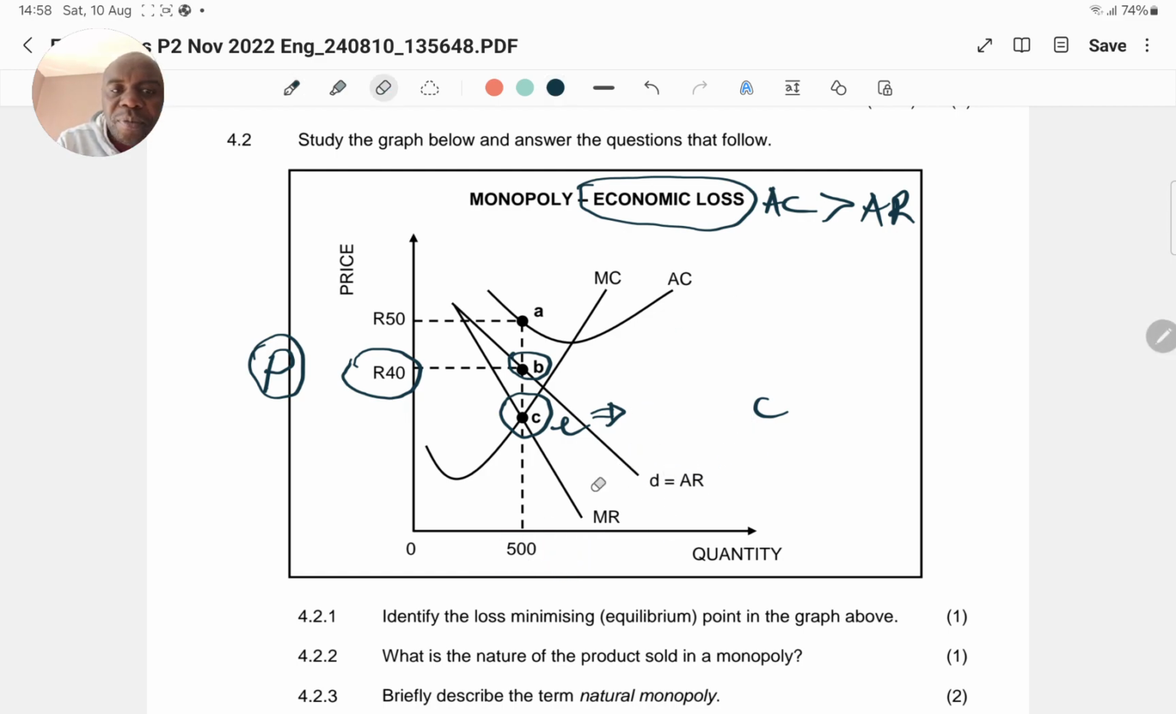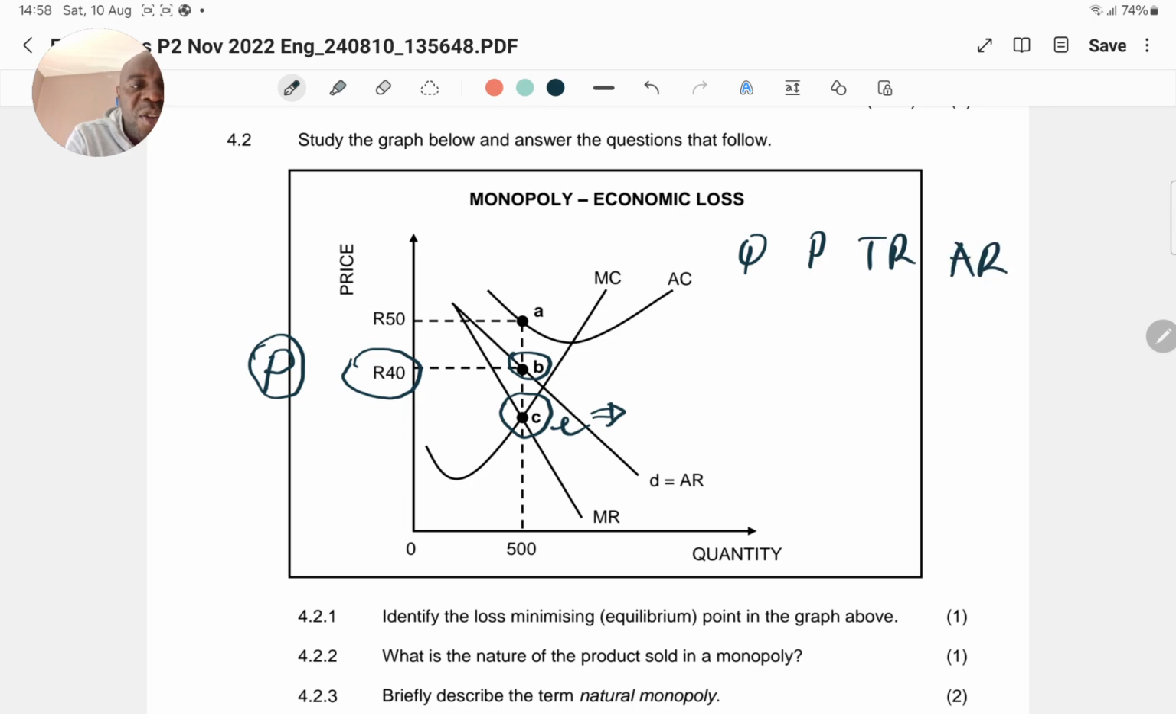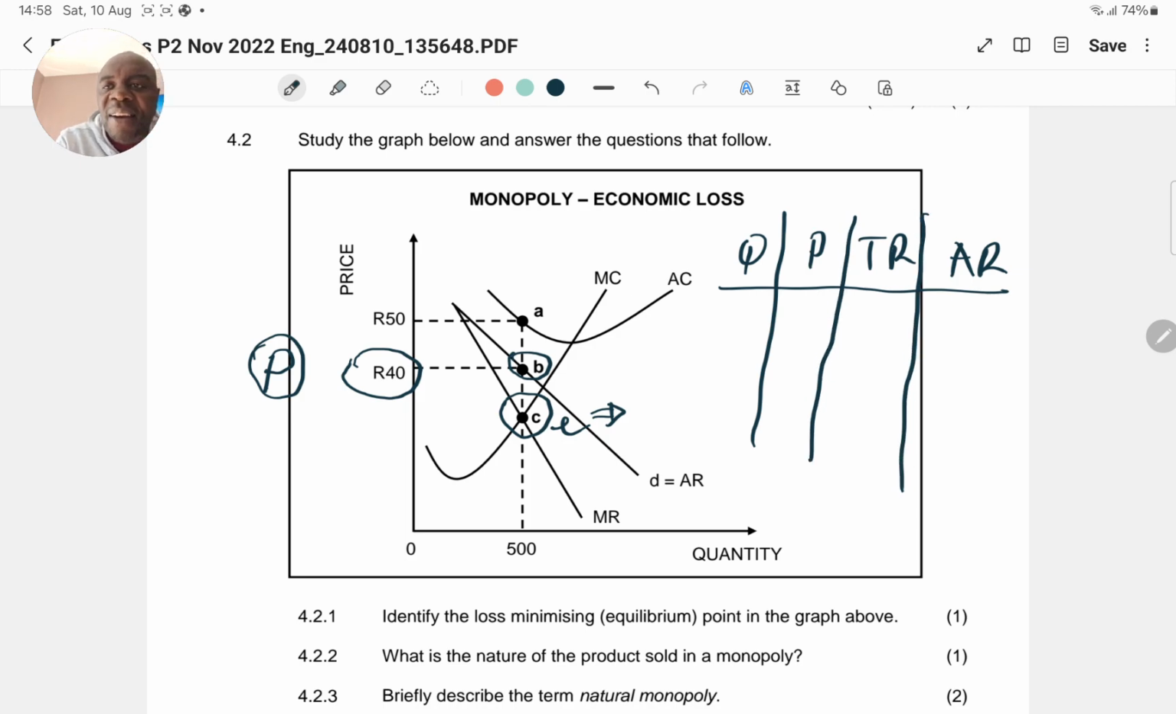Let's look into this. I'm going to show you a simple demand schedule. Quantity, price, total revenue, average revenue. We are trying to establish if indeed price and average revenue are the same. Let's look at maybe when the price is 10. Only one quantity is demanded and sold. Okay, so what is our total revenue? Total revenue, remember, it's P times Q. So our total revenue becomes 10 times 1. Then we get a total revenue of 10.